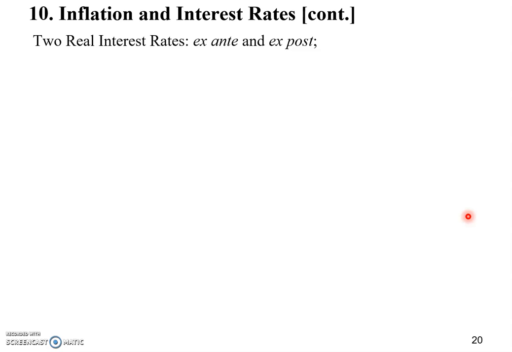Now let's take a look at the real interest rates. Here we said there are actually two real interest rates, the ex-ante rate and the ex-post rate. This is because, again, we don't know the real interest rate ahead of time, right? Now here, let's use a very simple hypothetical, real-world investment decision to show you the difference between these two real interest rates.